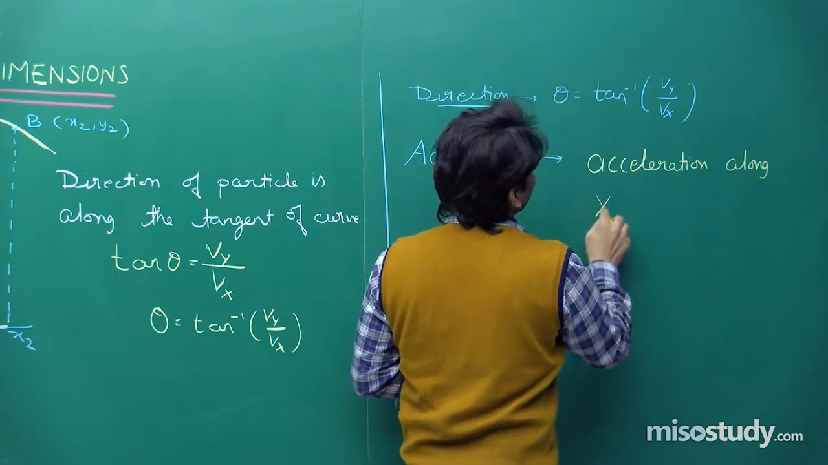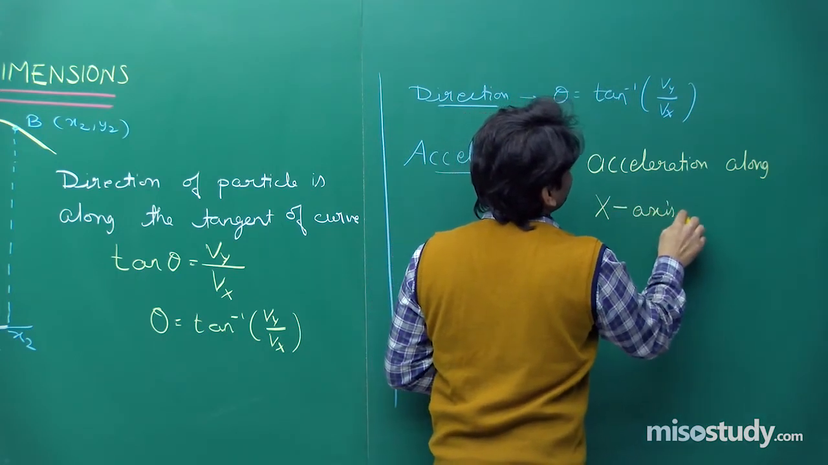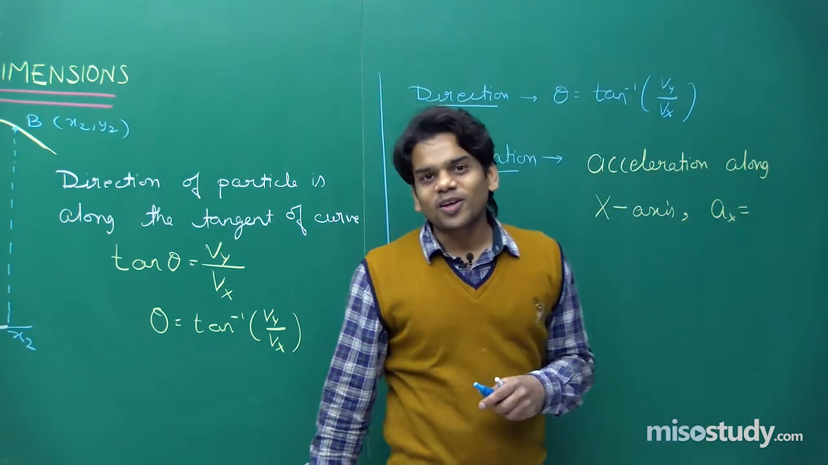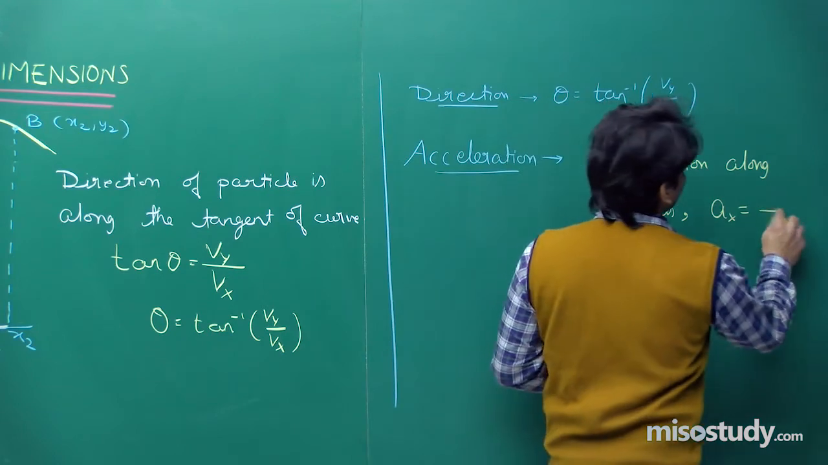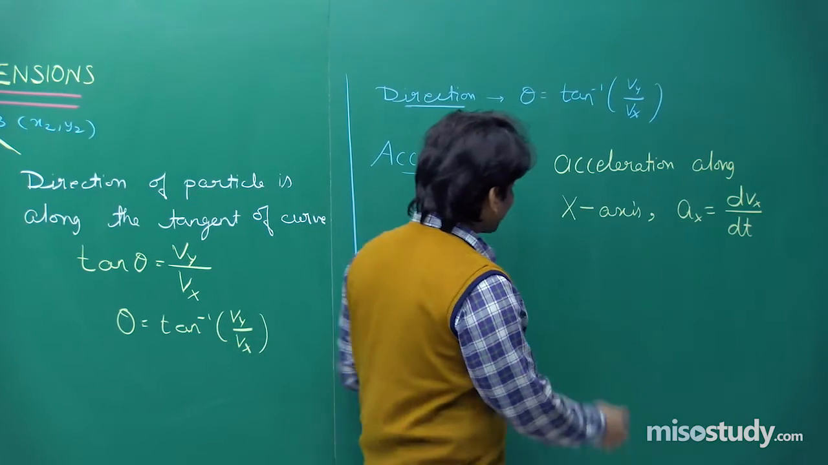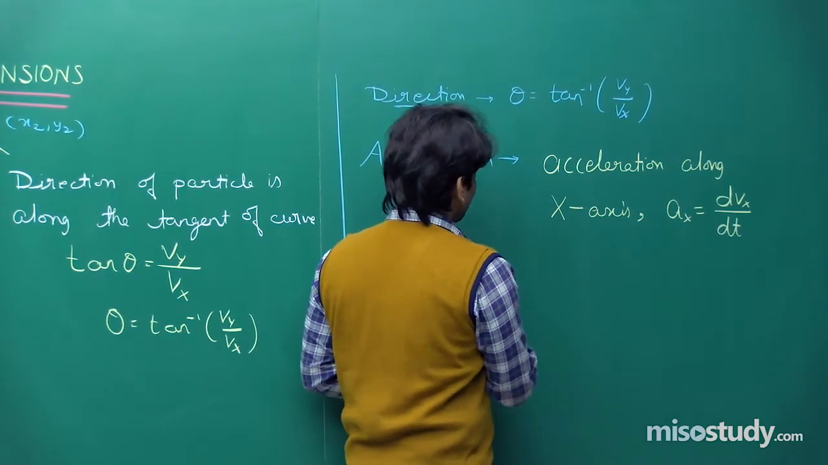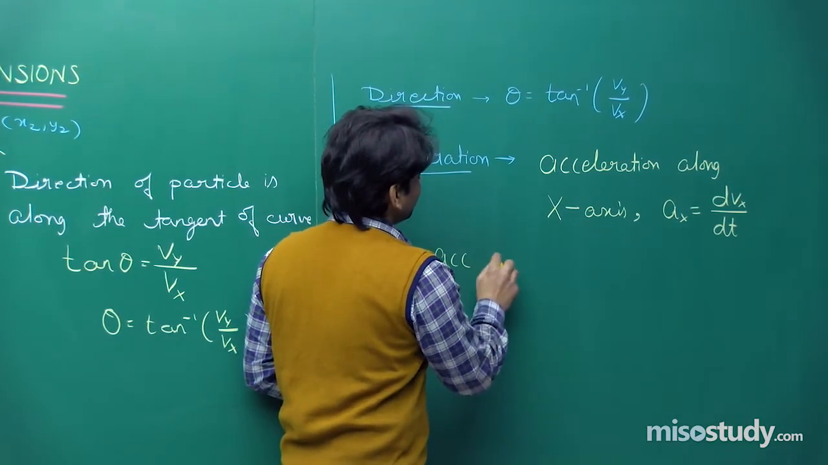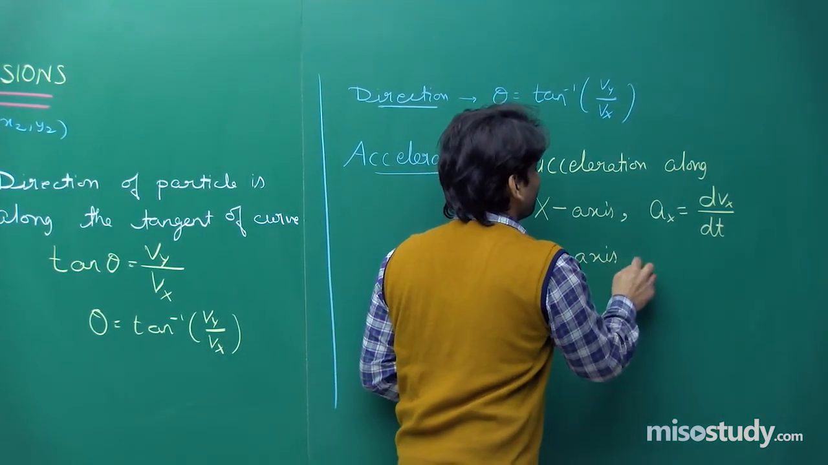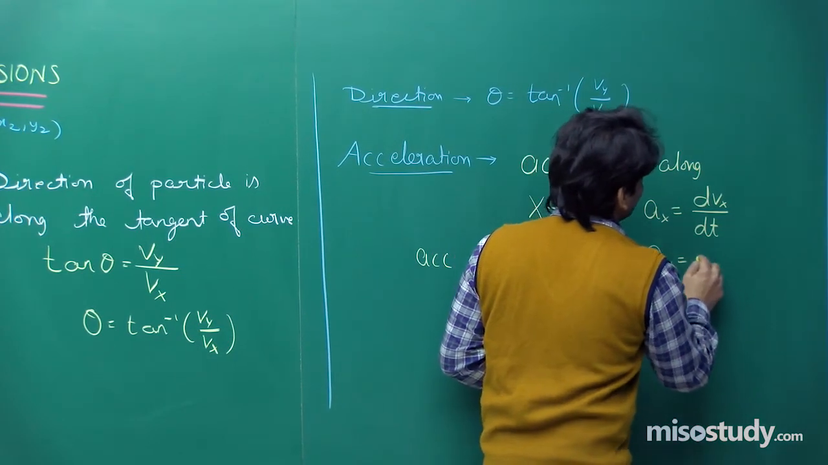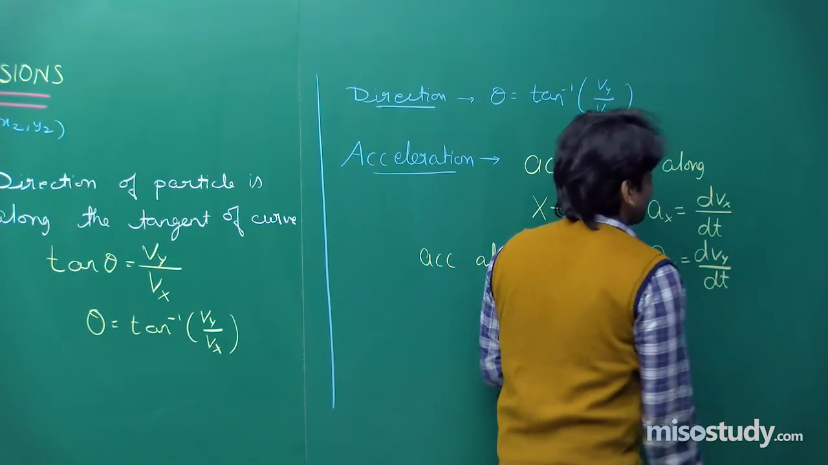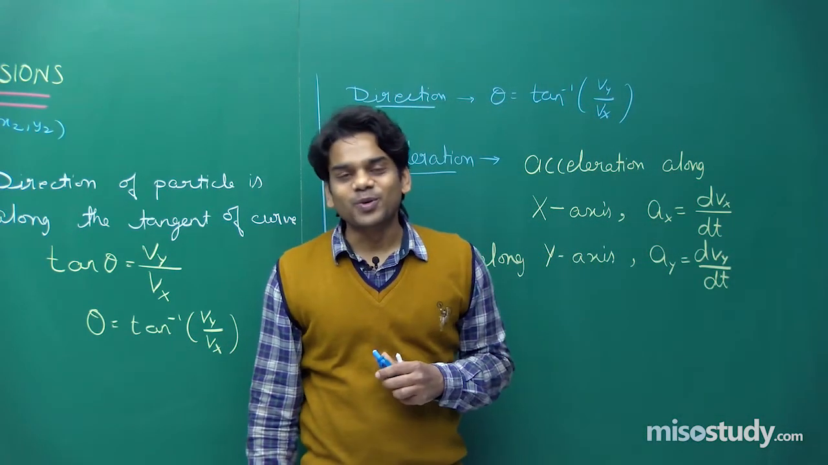Acceleration along the x-axis, which I am mentioning by ax, and as we know acceleration is the rate of change of velocity, this can be written as ax is equal to dvx by dt. First thing, we got this. Second thing, acceleration along the y-axis. It is very simple, I know you are all thinking in the right way. The acceleration along the y-axis will come out to be ay equal to dvy upon dt.